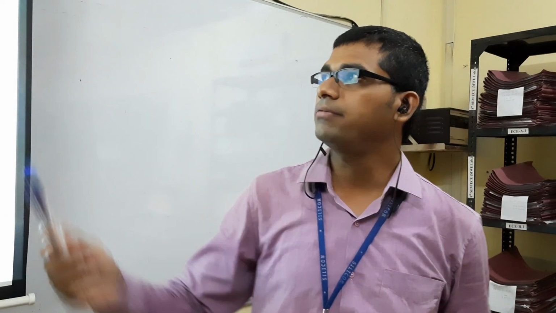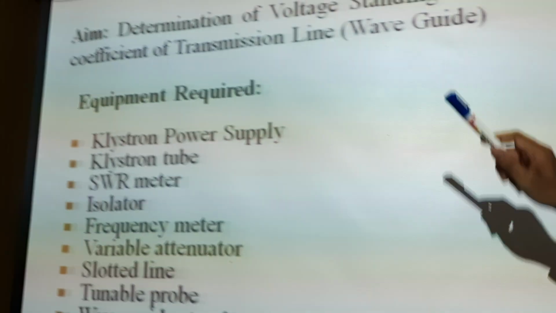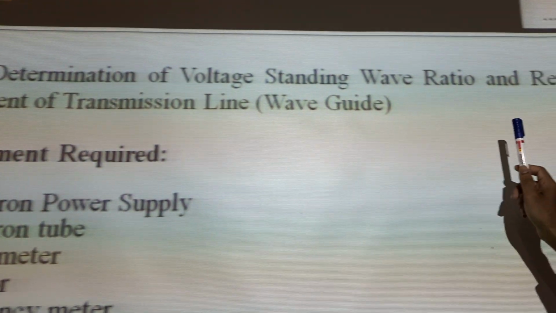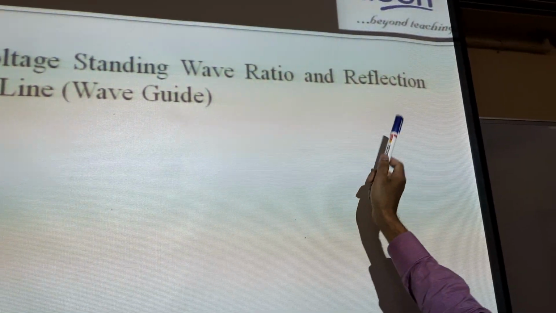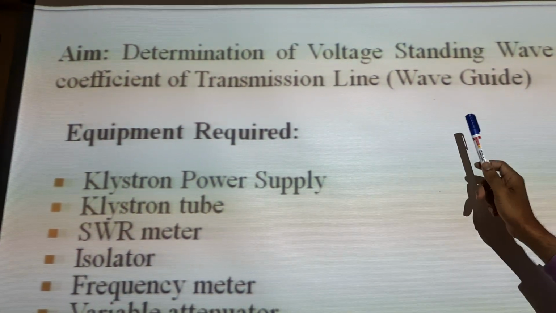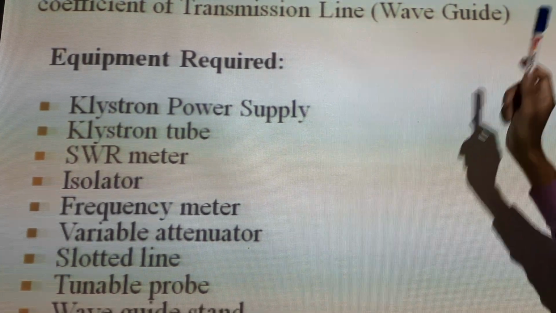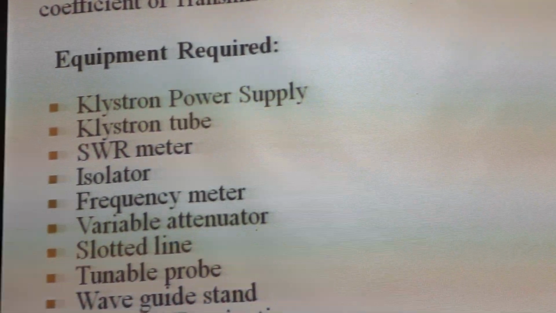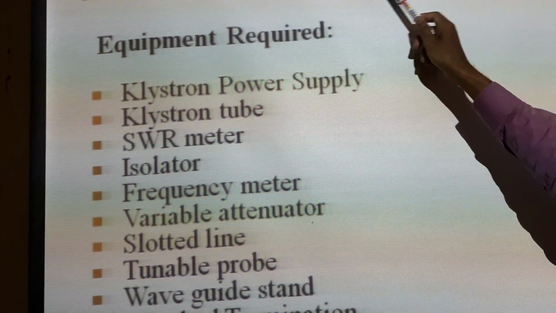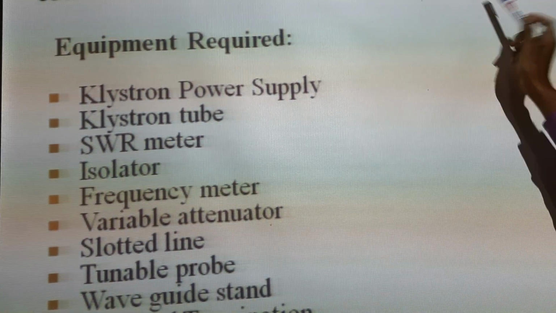Very good morning everyone. Today we'll start your first hardware experiment of your electromagnetic wave lab. This is your experiment 5, that is determination of voltage standing wave ratio VSWR and the reflection coefficient of transmission line or waveguide. Basically here we will take the waveguide. We will study this waveguide in your module 4 and 5.